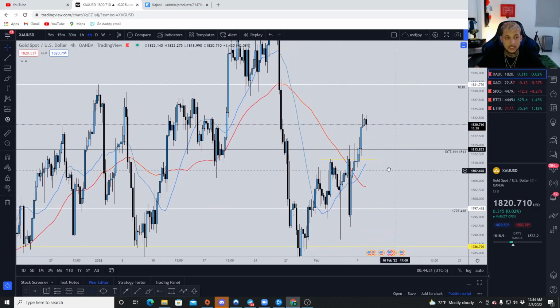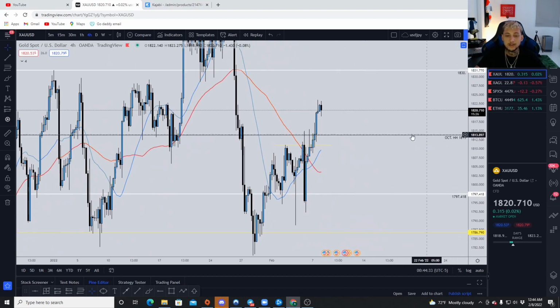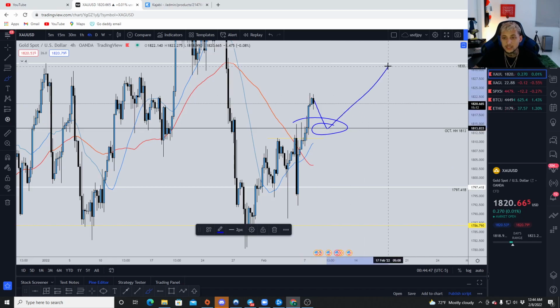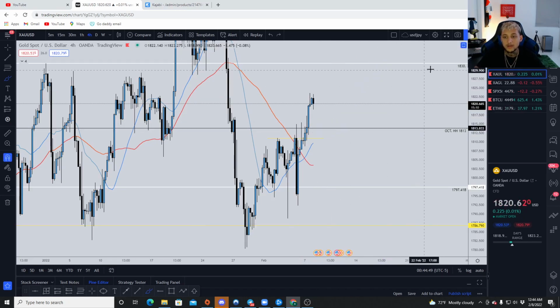Now, when it comes to gold, I'm looking for gold to pull back into 1813, because 1813 is the level of resistance we've been paying attention to for quite some time. Notice the first rejection here, the second rejection here, and notice how price broke above it. Now that price has broken above it, I want to see price maintain 1813, look for that break and retest, and look for price to go up into 1830.